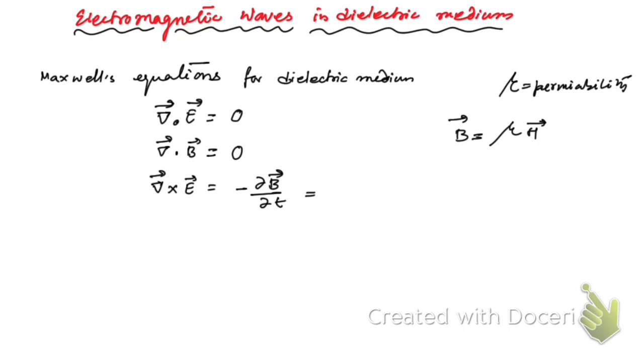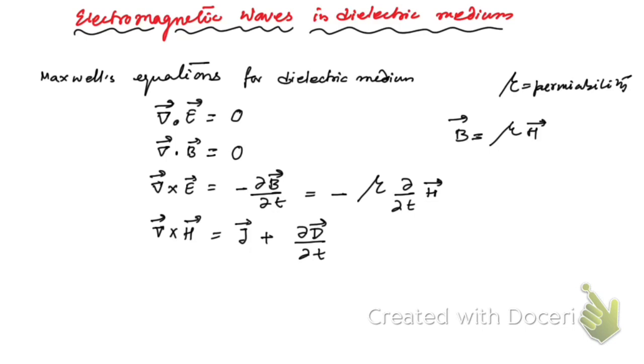So that's why we can write this in this way: mu del by del t of H. Then the next equation, curl H, is given by J vector plus del D by del t, right? So these are the equations. This is equation number 1, 2, 3, 4. These are the Maxwell equations.